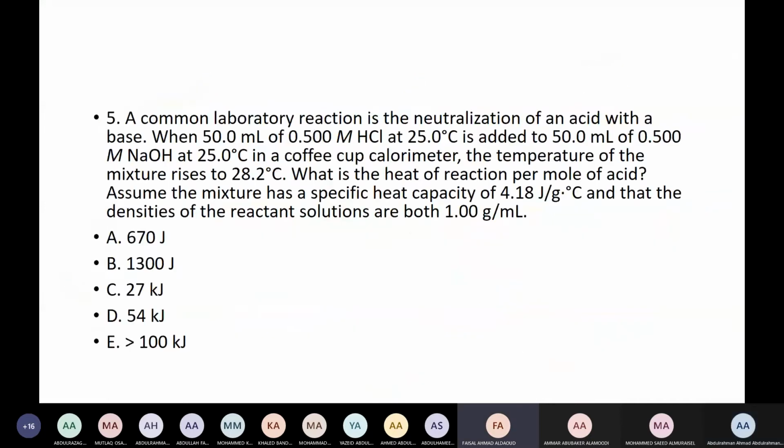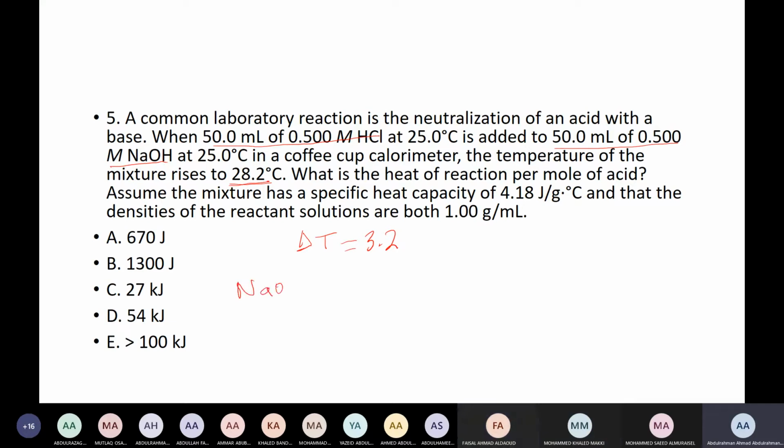Thank you. A common laboratory reaction, neutralization of acid HCl: when 50 milliliter of HCl is added to 50 milliliter of NaOH, the temperature of the mixture rises to 28.2. So what's delta T? 3.2. Is this an exothermic or endothermic process, or the reaction?